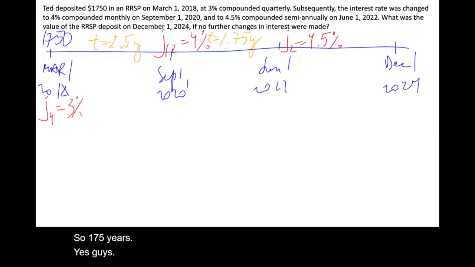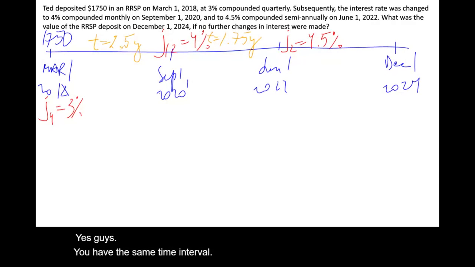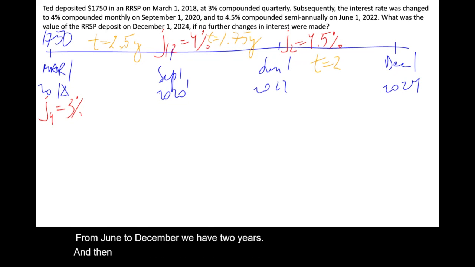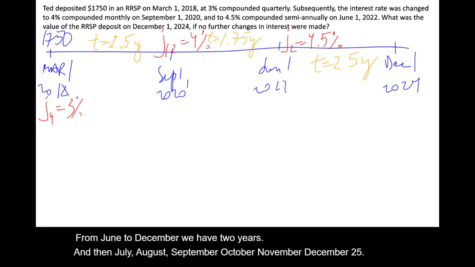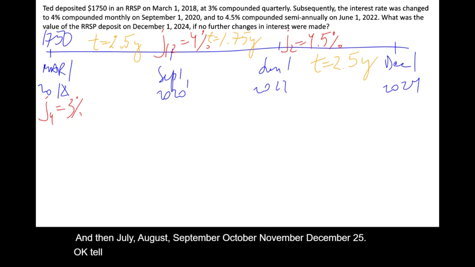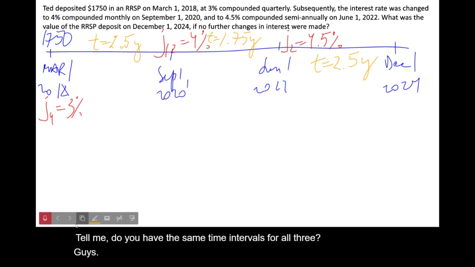You have the same time interval. Now from June to December, we have 2 years, and then July, August, September, October, November, December, 2.5. Okay, now tell me, do you have the same time intervals for all three? Very good.